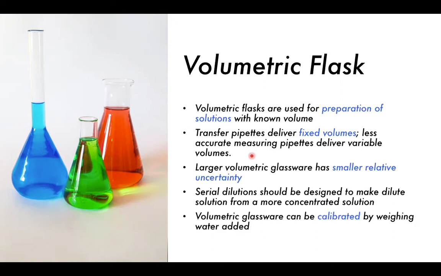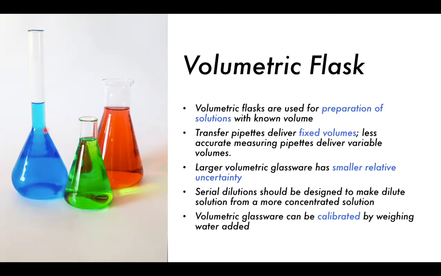Volumetric glassware can be calibrated by weighing water added. Since the volumetric glassware is specific to a particular volume, if we have a 1 liter volumetric flask similar to this, these are Erlenmeyer flasks, but this here is a volumetric flask, and it will have a graduation line somewhere along here. Maybe this is a 1 liter flask, and if we fill this to that line, we will have 1 liter of volume inside of the flask.